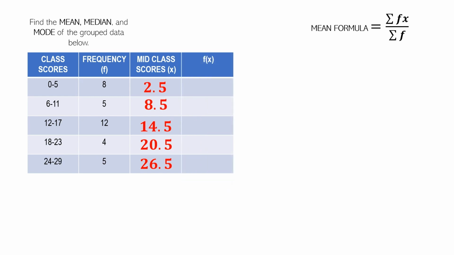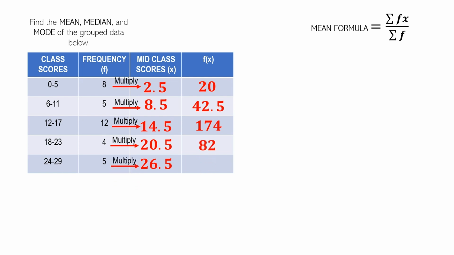The column is given as the product of frequency, f, and mid-class score, X. Thus, the first one is 8 times 2.5 is 20. 5 times 8.5 is 42.5. 12 times 14.5 is 174. 4 times 20.5 is 82 and 5 times 26.5 is 132.5. The table is complete for the mean.